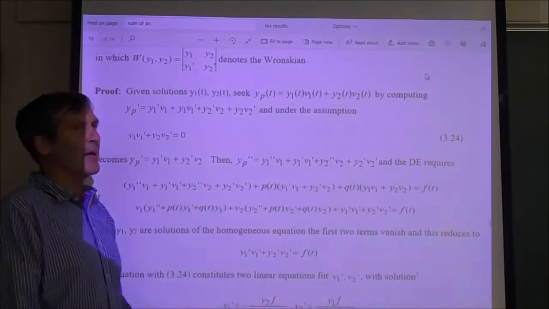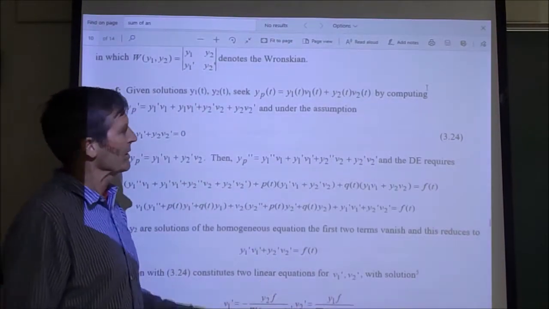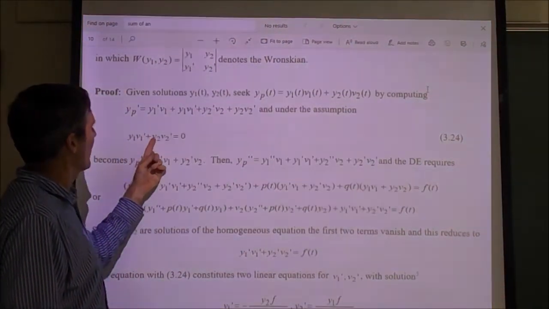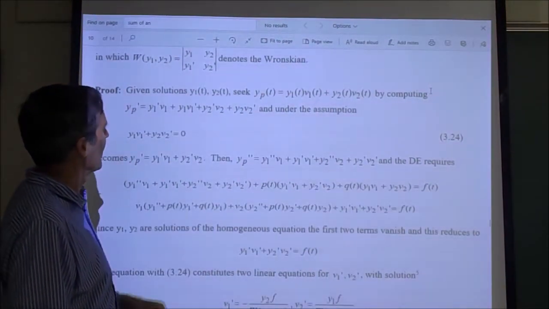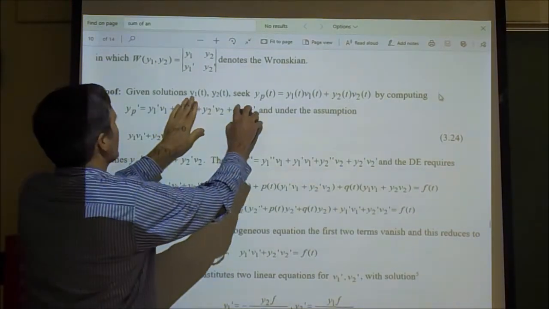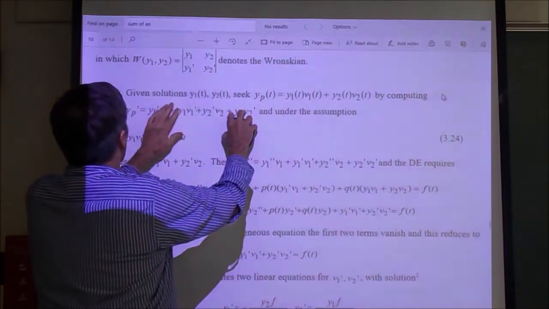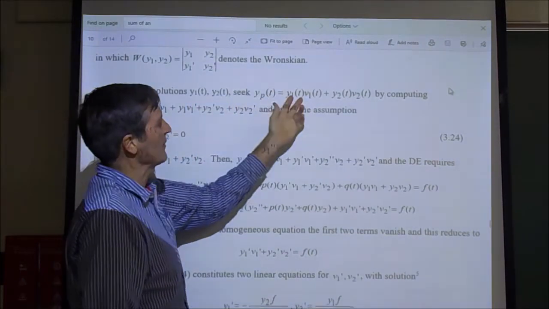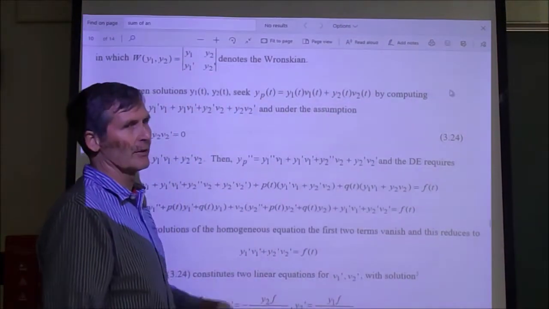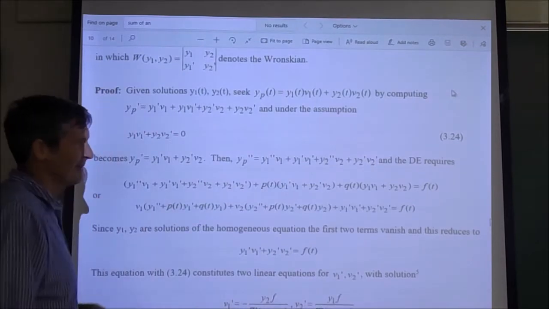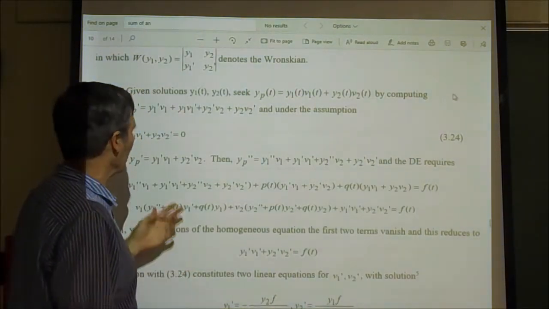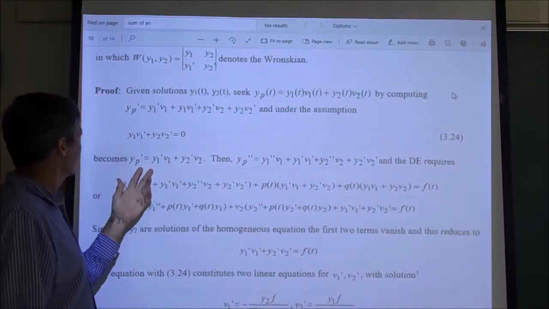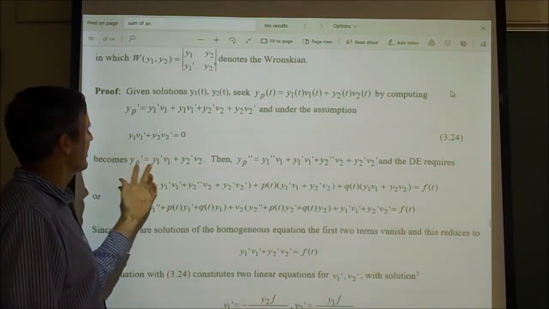Now we'll make an additional assumption and hope we can get a solution. Suppose y1 v1 prime plus y2 v2 prime is also equal to 0. That'll make my problem easier because these two terms will drop out, and I'll just have this. So I assume that yp is of this form and this is equal to 0, and hope it works. You play around with this for a while and figure out you can get away with that. Then yp prime becomes this.